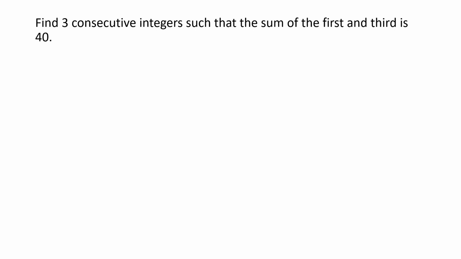Some of these are going to be similar to what we did in our face-to-face time this week, where you're going to have to piece things together to form an equation. So this one says find 3 consecutive integers such that the sum of the first and third is 40. The first thing we're going to do is set up our 3 consecutive integers. My first is going to be x, my second x plus 1, my third x plus 2.